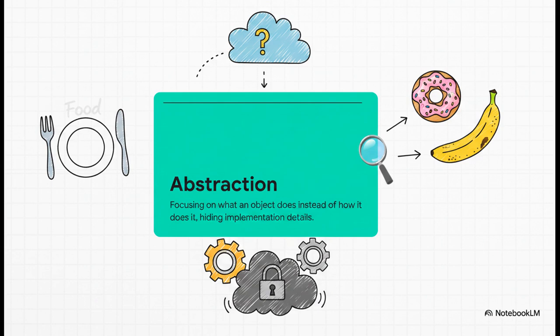Think about food for a second. You can't just sit down and eat a generic, abstract Food class. Food is just an idea. To actually eat, you have to instantiate a concrete subclass. You have to eat a donut or a banana. Abstraction lets us program the general idea of eating while leaving all the messy details to the specific item.